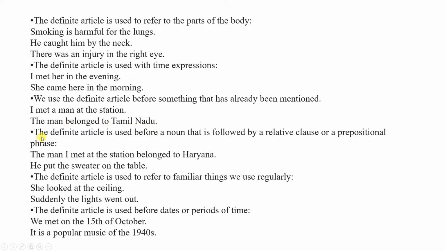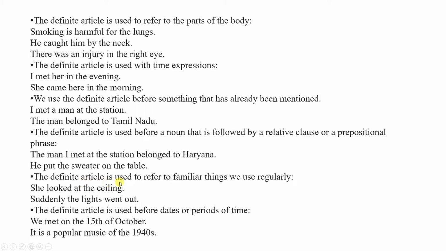The definite article is used before a noun that is followed by a relative clause or prepositional phrase. Relative clause means adjective clause. The man I met at the station belonged to Haryana. That means I am talking about the particular person. But which person? Who belonged to Haryana. And that's why the is added.